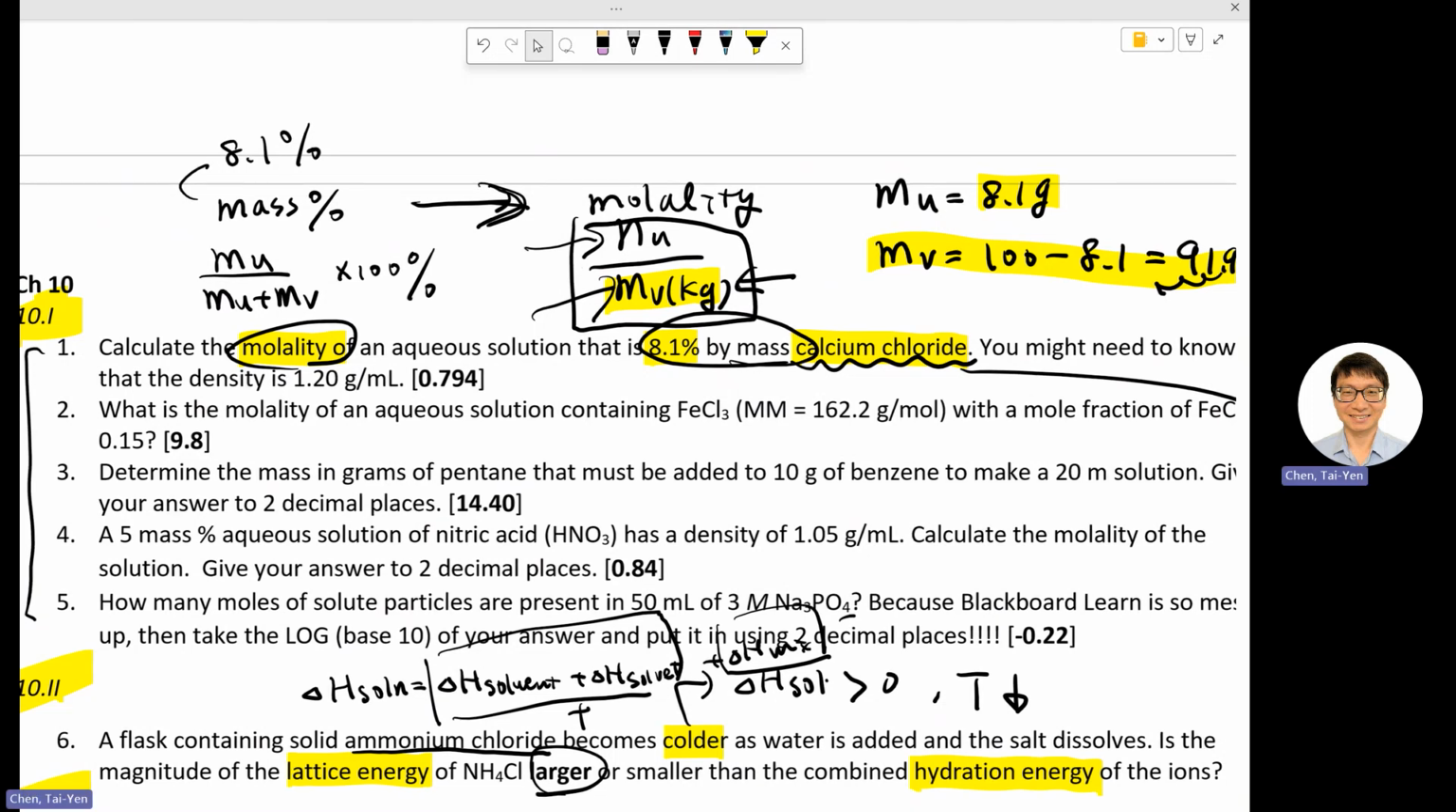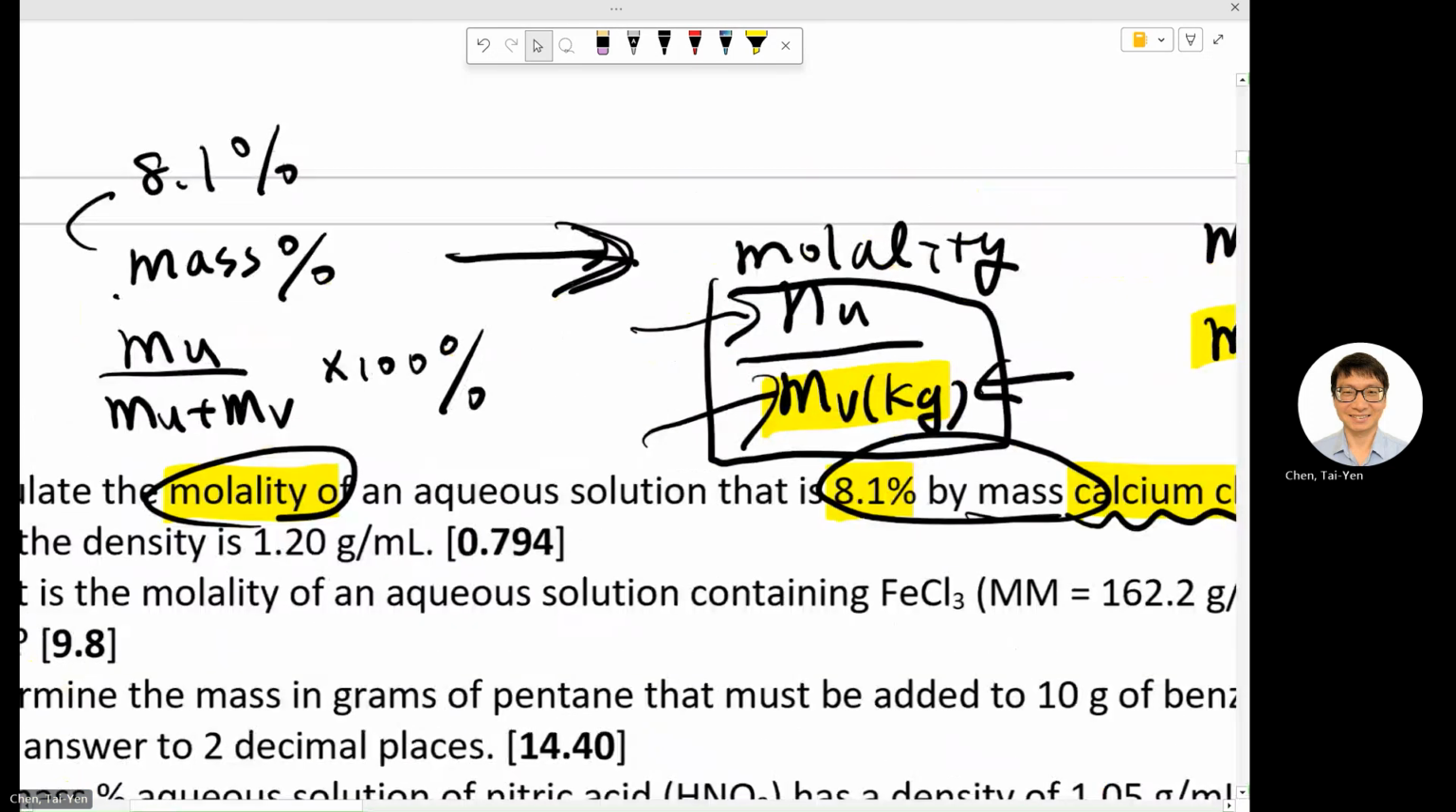So what we did back then is that we first write out the definition of each concentration, right? And then we reread the question and figure out what other information we know. Okay, so the first thing we know is the mass percent is 8.1%.